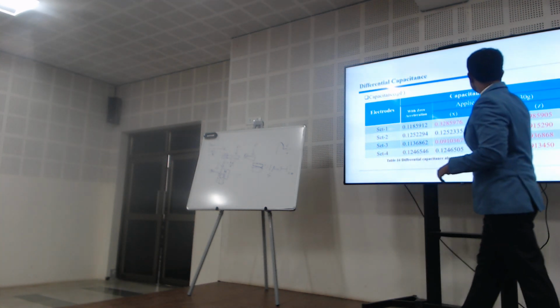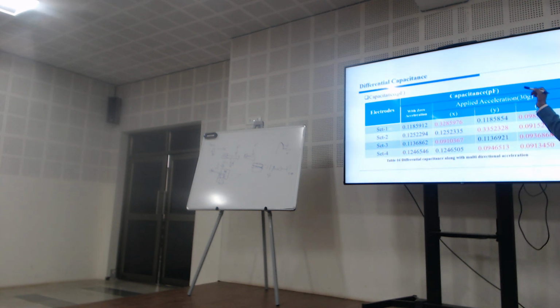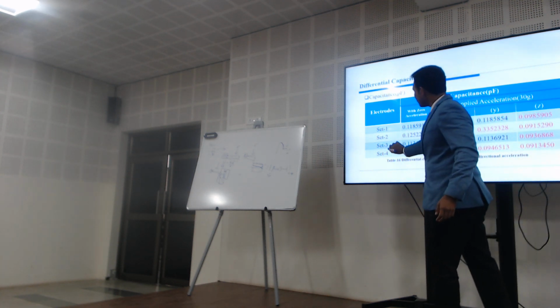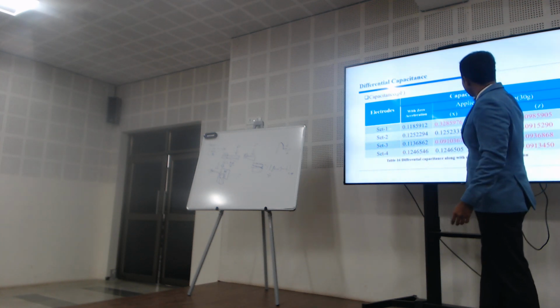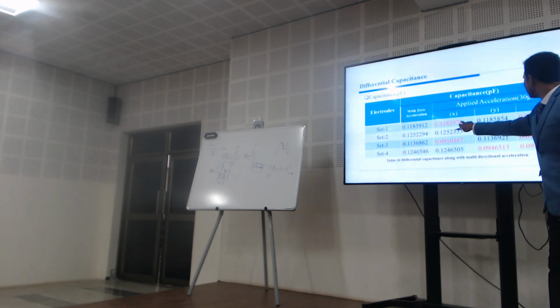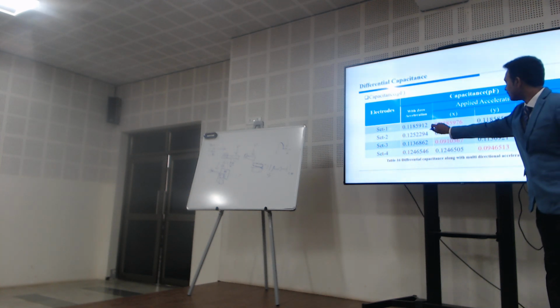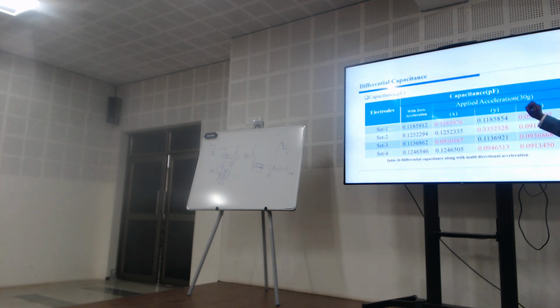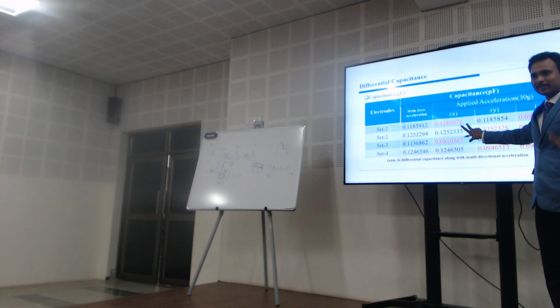I had applied a maximum of 30 G only. I work on high G, for either car airbag or missile targeting. So there are set 1, set 2, set 3, set 4 electrodes. When I give acceleration in the x direction, I get the capacitance change in these two. If I apply y, again 2 are changing. For z, all will change. If I go for only x, only 2 capacitances are changing. That I will consider as a differential capacitor.